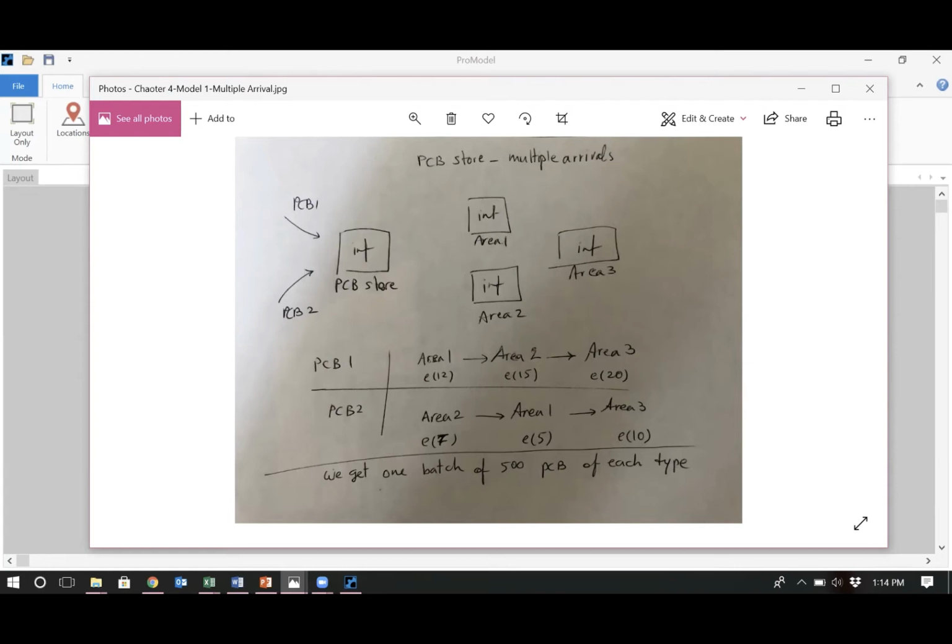of ProModel. What I want you guys to do is, still we are working on the folder for week 3. So in that folder, please create a new model. We are going to name that model PCB store dash multiple arrivals, okay? So please create a new model in the folder for week 3 and name your model PCB store dash multiple arrivals, okay? So this is the structure of the model.